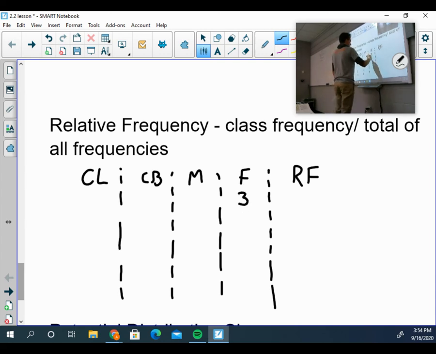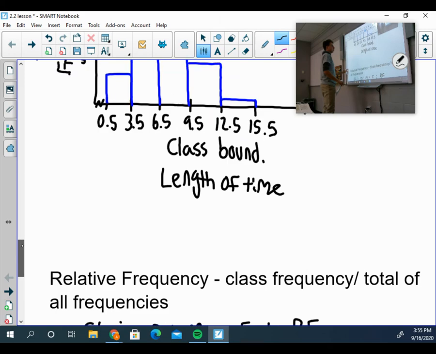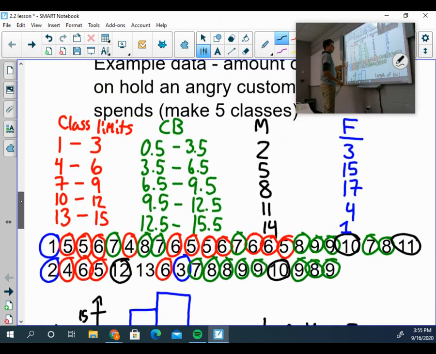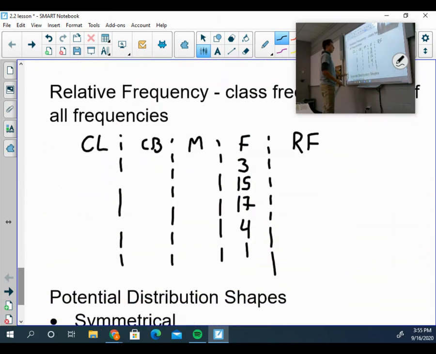So remember, I went 3, 15, 17, 4, 1, I believe, for my data. 3, 15, 17, 4, 1, where my frequencies are above. What would the relative frequency be? Well, if I add all this up, 3 plus 15 plus 17 plus 4 plus 1, I get a grand total of 40. There were 40 calls made. So then I simply take my frequency and divide it by the total number of calls made.